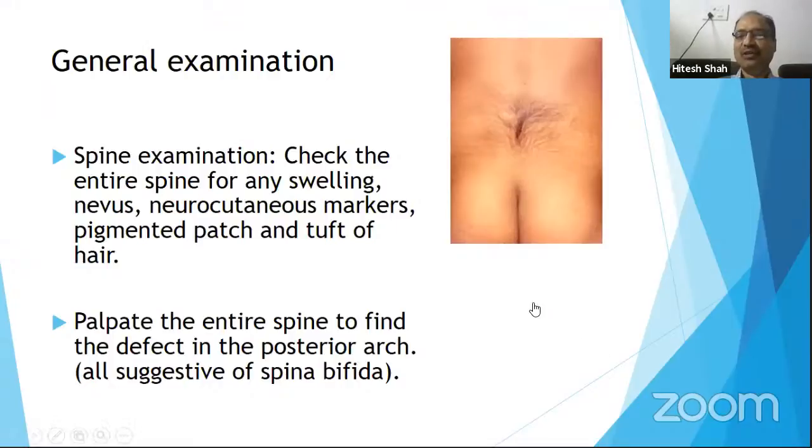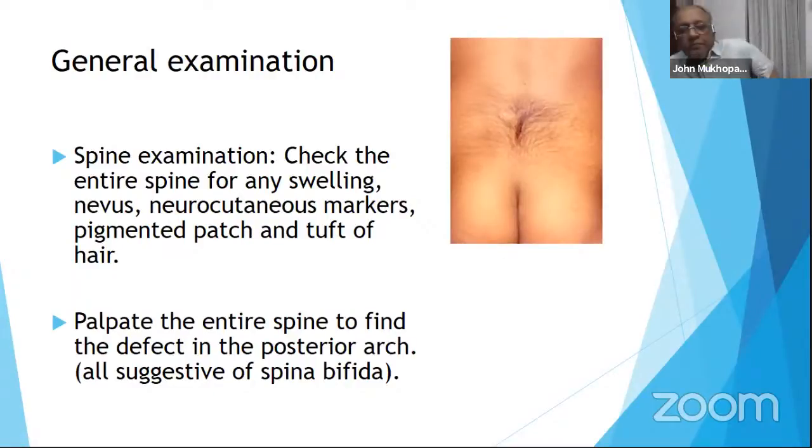The swelling, nevus, neurocutaneous markers, pigmented patch, sometimes the tuft of hair, a very subtle sign, or sometimes a dimple would be there, or sometimes at the apex of the deformity, that will give you the idea about the tethering. Today also I have seen one child with a big swelling. But as Dr. John said, meningomyelocele will have swelling, whereas in diastematomyelia and other spinal dysraphism, the swelling would not be there. It is just a subtle sign.